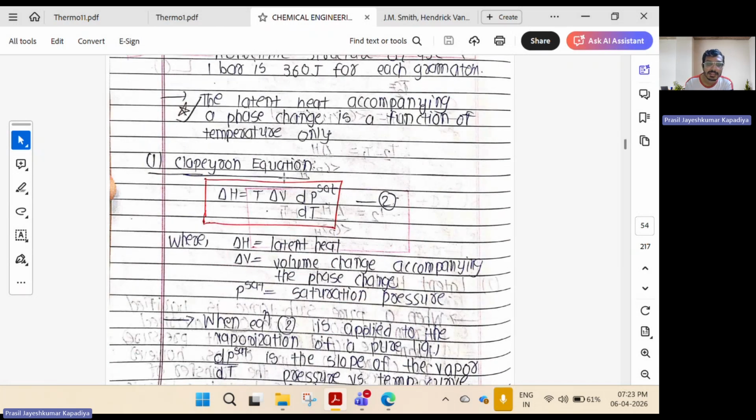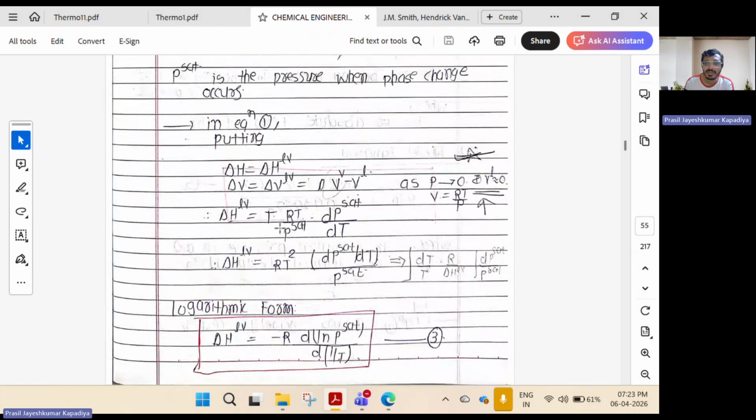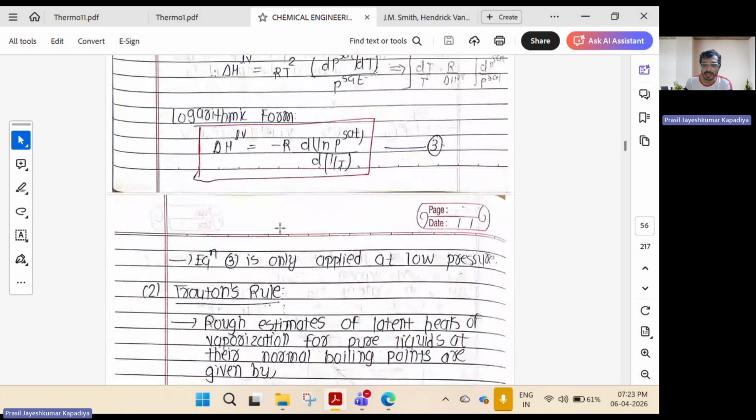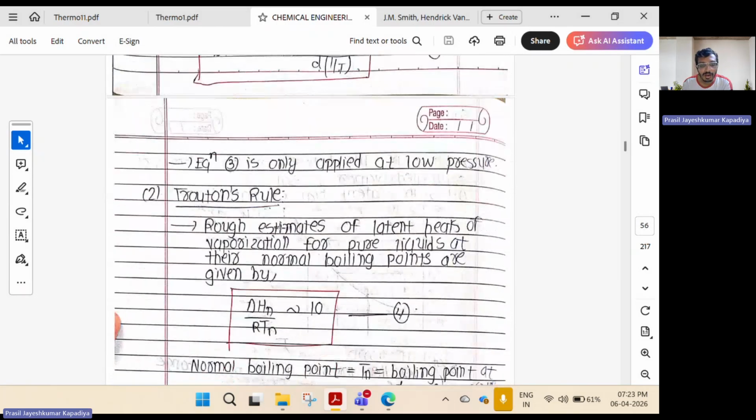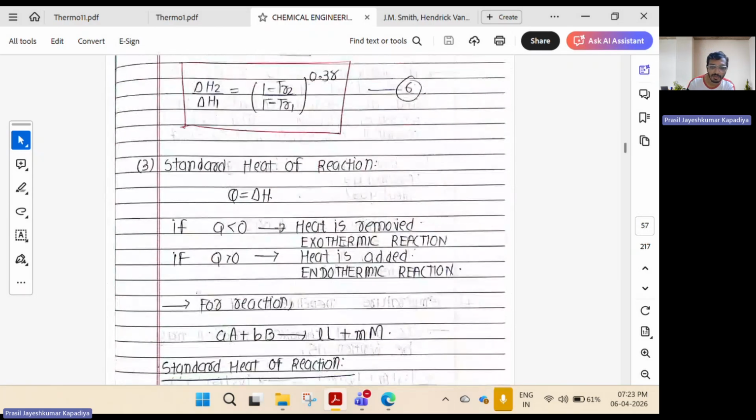Clapeyron equation: delta H is equal to T delta V dP by dT. This we have derived, so we are not going to look at it here. Then Trouton's rule for rough estimates, then the Riedel equation and Watson's equation we have also seen. Now the important terminology is heat of reaction. Let's have a look at this part.